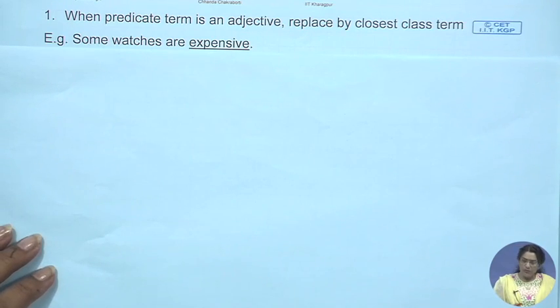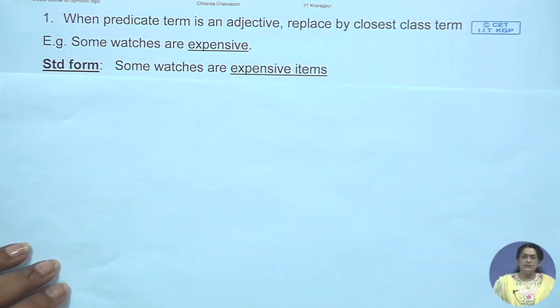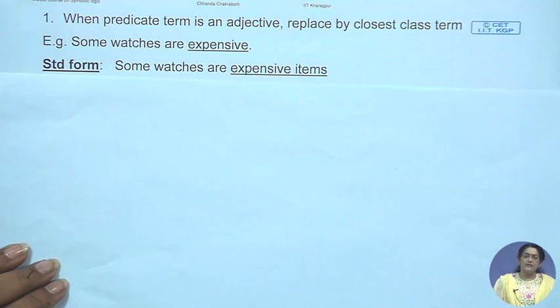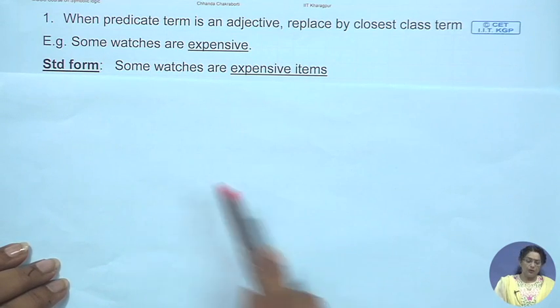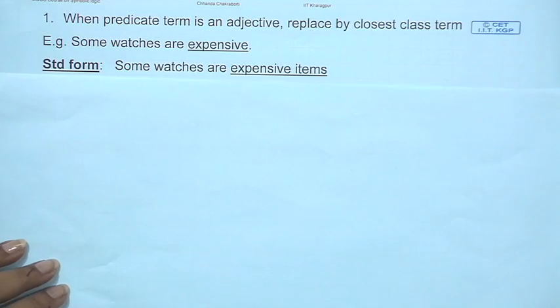So, there are various ways to convert this expensive into a class term proper, but here is what I tried, and this might give you some idea. So, some watches are expensive items. Okay. That small change means a lot to bring it into standard form. Remember, what you need are handles. The class terms are going to be handles. So, you think about a cluster, the closest cluster that you can relate the adjective to.